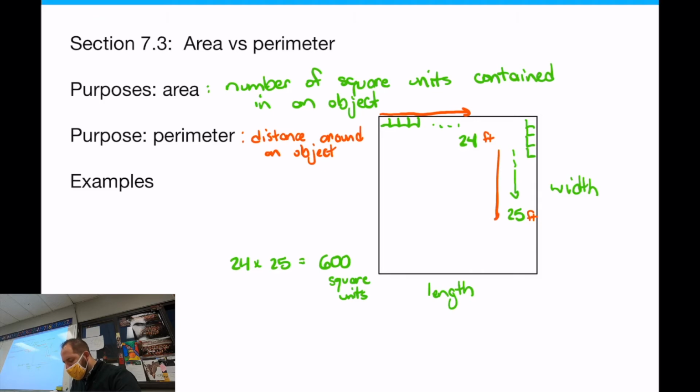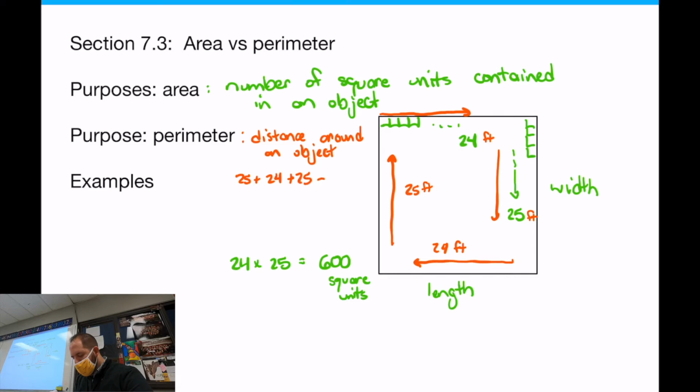Then how far would I go this way again? What would be that number going back? 24. 24 again. And going up, 25. That'd be perimeter. I don't know why I just wrote F there. 25 feet. Okay. That's perimeter. So you'd add up these numbers. 25 plus 24 plus 25 plus 24. 98, yeah. We're too short of 100. And that would be in feet.